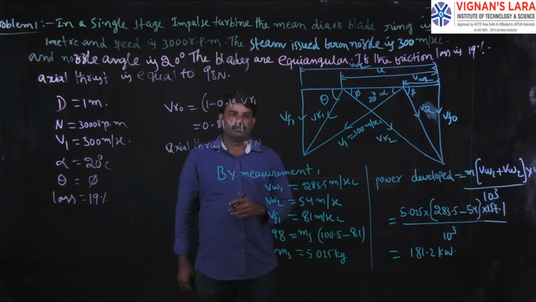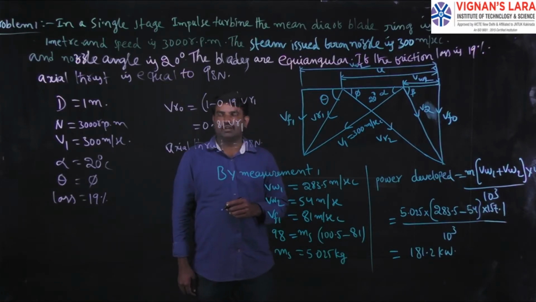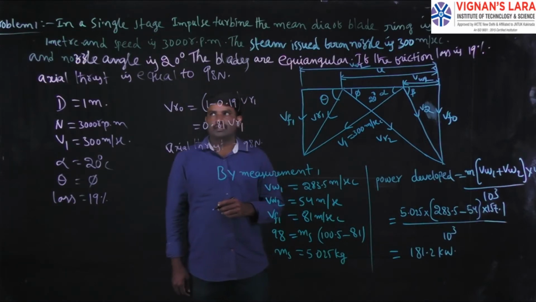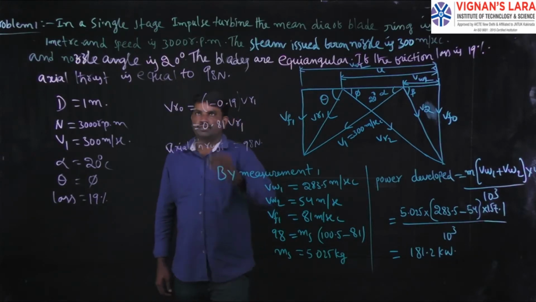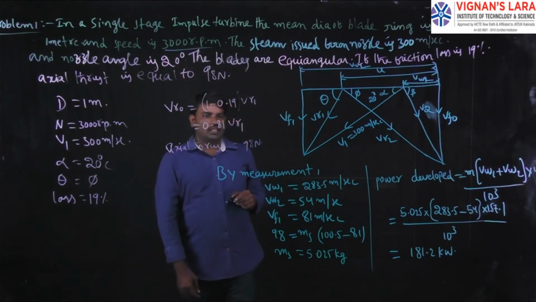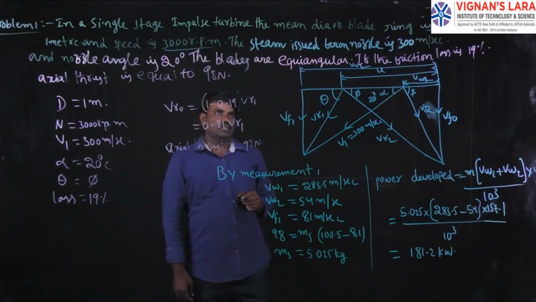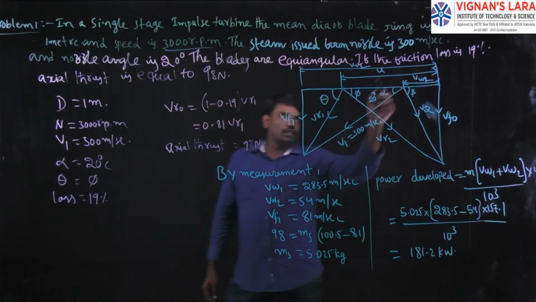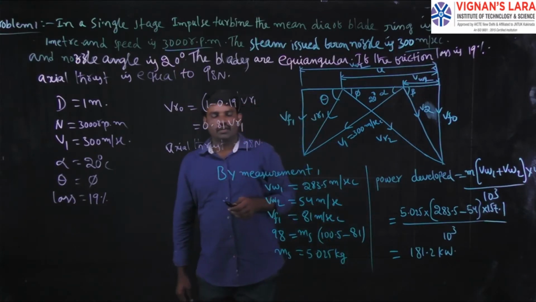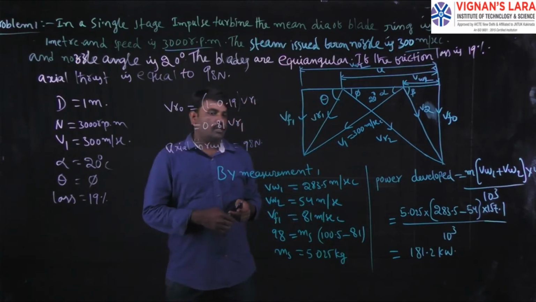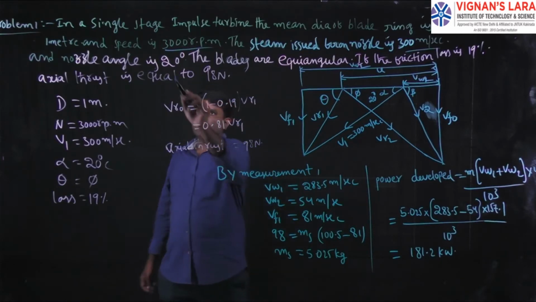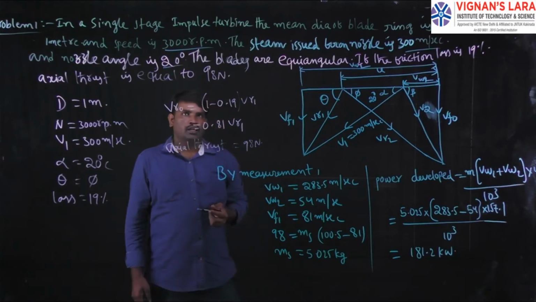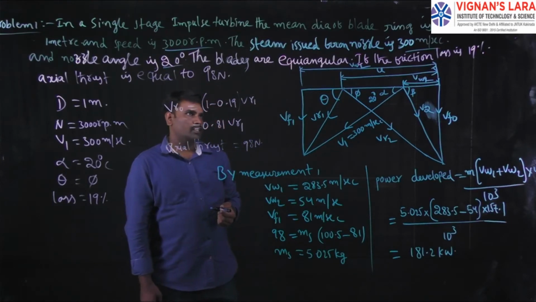See this problem. In a single stage impulse turbine, the mean diameter of the blade ring is 1 meter. The diameter of the blade ring, that means the diameter of the rotor, is given, that is 1 meter, and the speed of the rotor is 3000 rpm, revolutions per minute. The steam issued from the nozzle is 300 meter per second. That is the inlet velocity of the turbine and exit velocity of the nozzle, and the nozzle angle is 20 degrees. This is the inlet angle of the steam turbine blades, and the blades are equiangular.